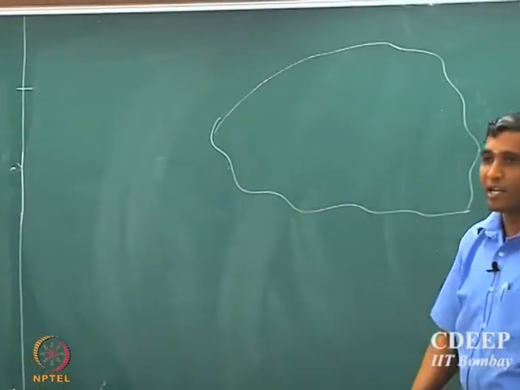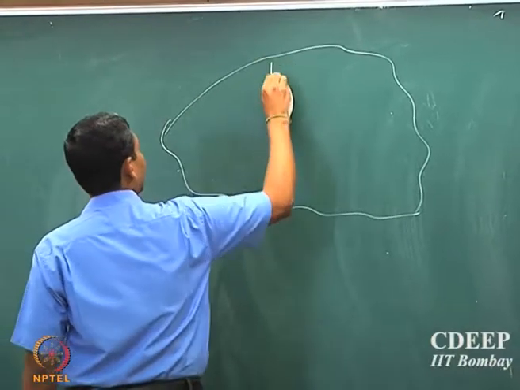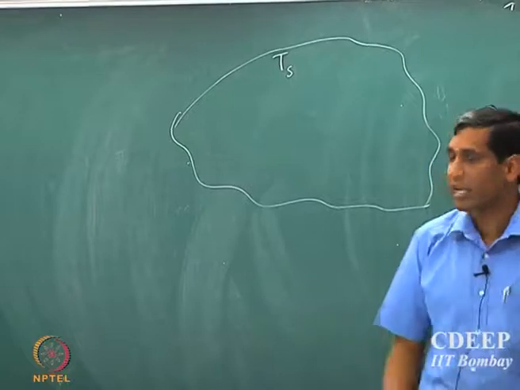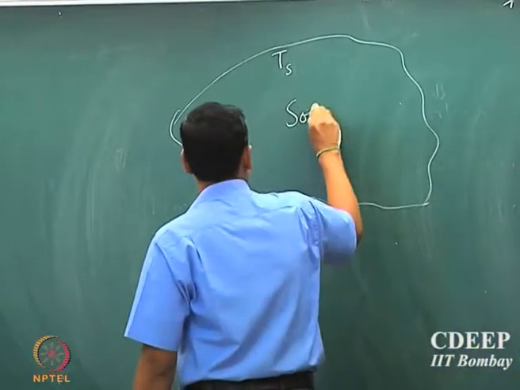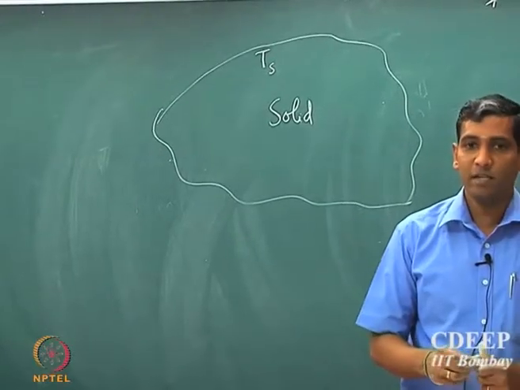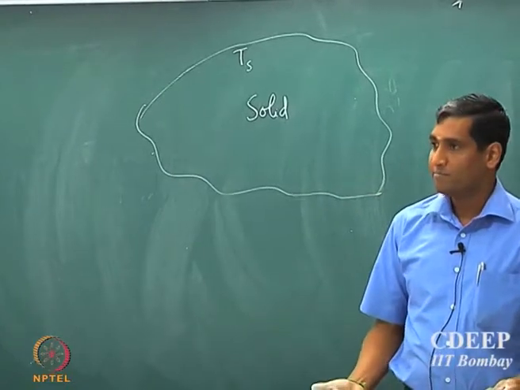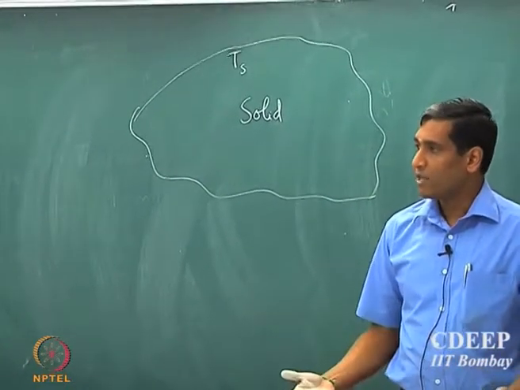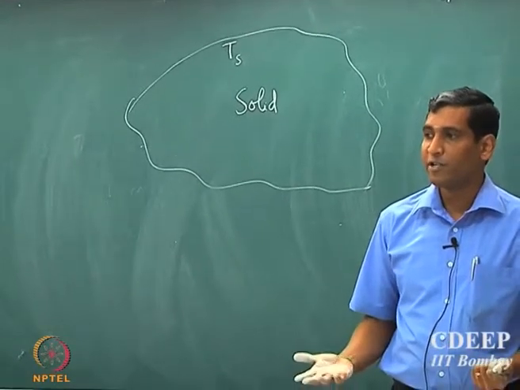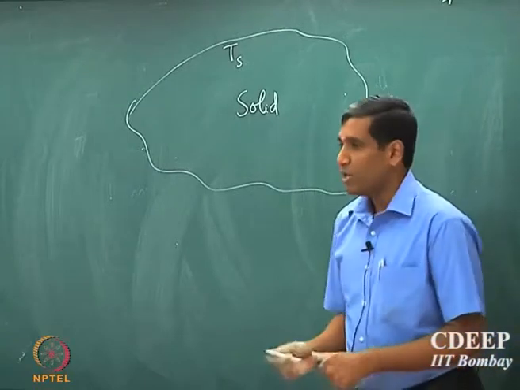Suppose we take an arbitrary object, and let us say that the surface temperature is maintained at Ts. Okay, let us say it is a solid. So far what we looked at is we assumed we knew all the properties of the liquid, and we lumped everything, and we said heat transport is characterized by the heat transport coefficient given by Newton's law of cooling, right. So now we do the reverse.